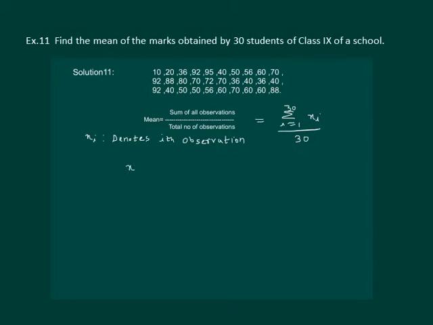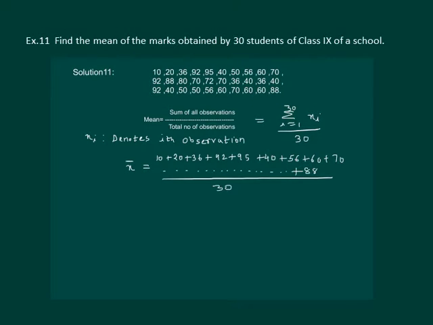So let us add all the observations. We get x bar equal to 1779 whole divided by 30, which is equal to 59.3. But this procedure was very time consuming as we had to add all the 30 values. Instead, we have another method where we will use the frequency table to find the mean.